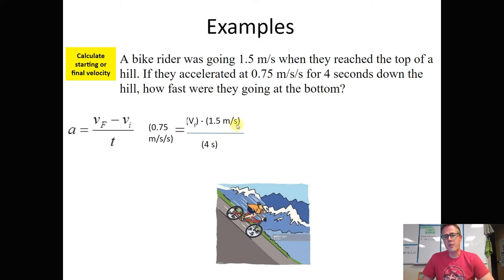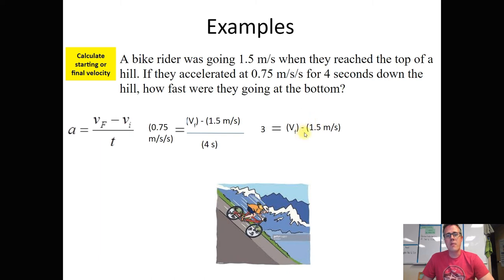If you're a little rusty with the algebra here, first thing we need to do is get this number off the bottom. Since all this stuff on the top is divided by 4, we want to multiply both sides by 4 to get rid of this 4 on the bottom. When we do that, we simplify our expression. We've got 3 equals velocity final minus 1.5.